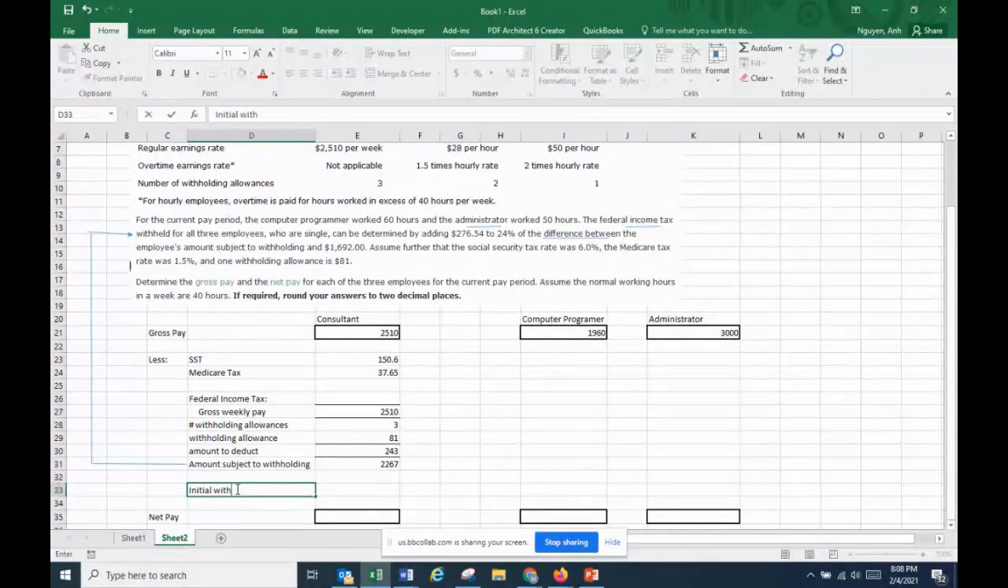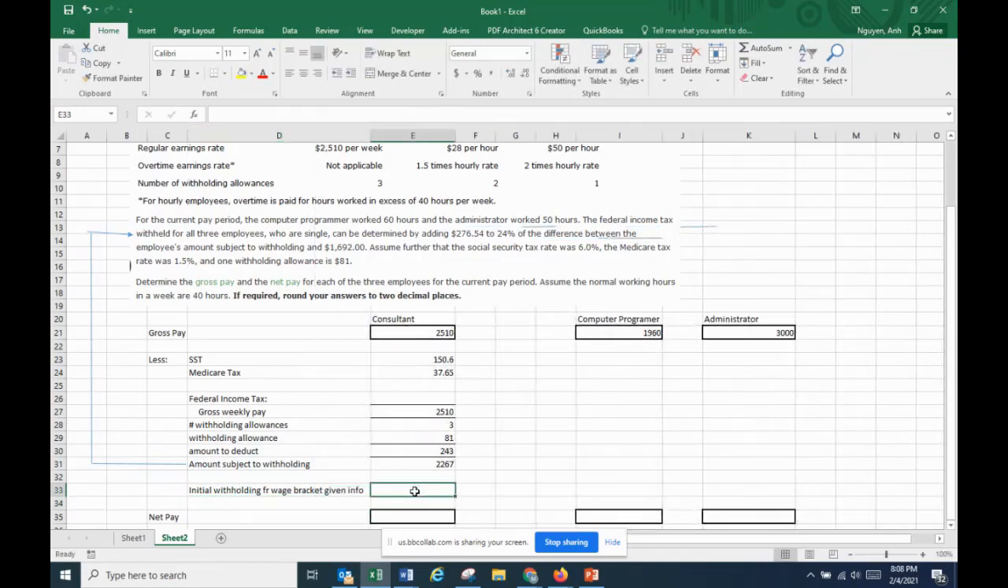initial withholding from wage bracket given info, which is 276.54 up here. That's a number. Plus bracket percentage over bracket excess.